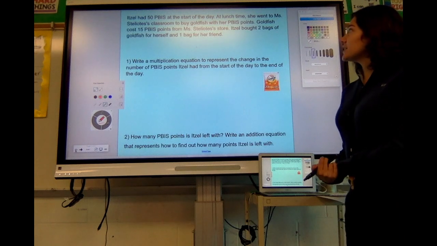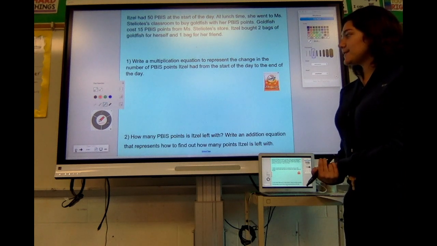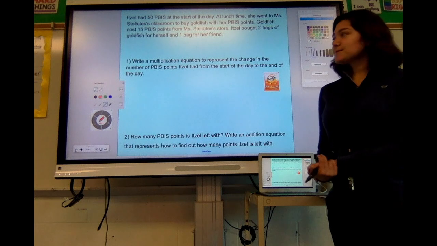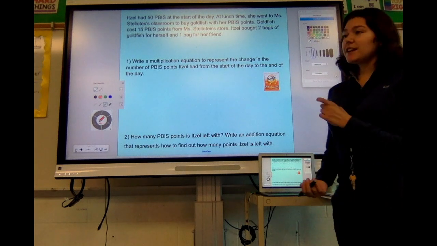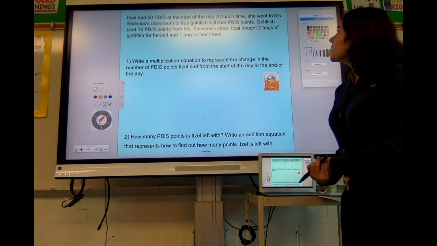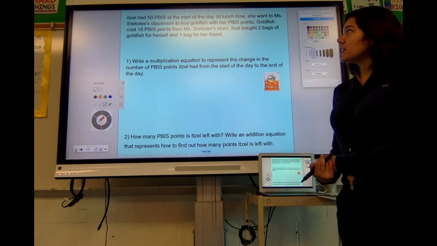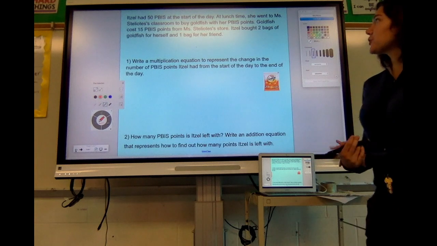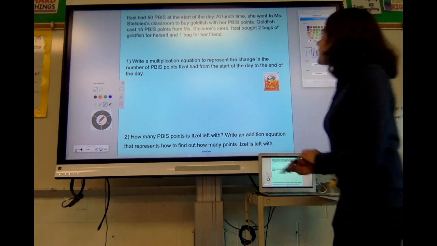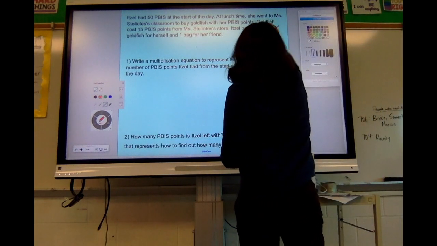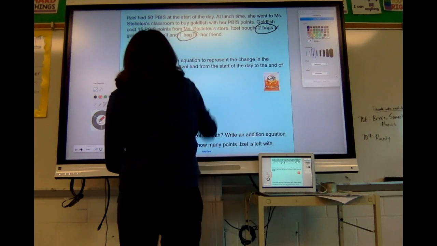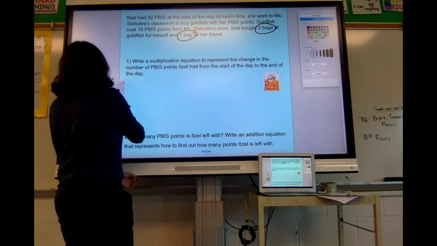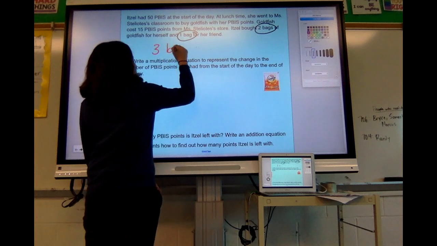So Itzel started with 50 PBIS points. So we're going to keep that in mind. But for this question, we're just thinking about the change. So she's buying 3 bags of goldfish because she's buying 2 bags for herself and 1 for a friend. So I'm going to annotate that. 3 bags of goldfish.